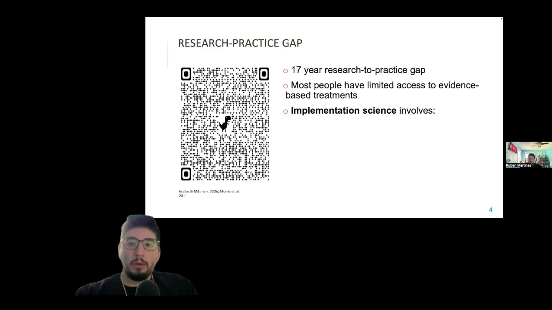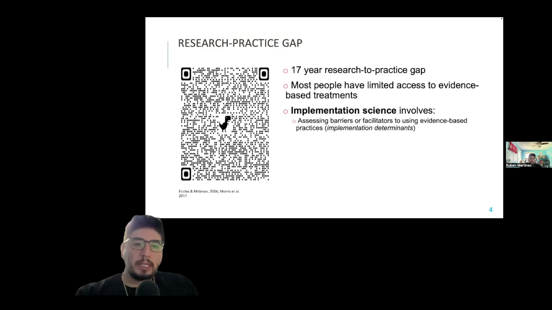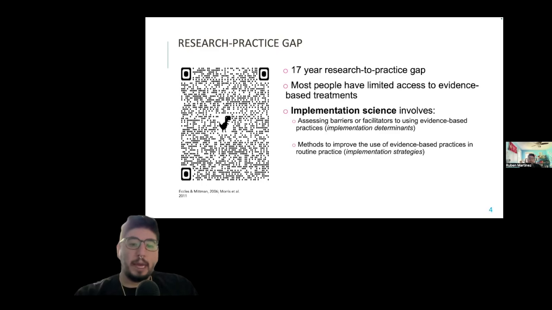So, what is implementation science? What do we do? One of the primary things we do in implementation science is that we evaluate what we call determinants or barriers and facilitators to using evidence-based practices. So this really involves understanding in a given context what are the barriers, the things that are going to get in the way, and what are the facilitators, what are the things that are going to help implementation. We also develop and deploy methods to improve the use of evidence-based practices in routine care. These are called implementation strategies.